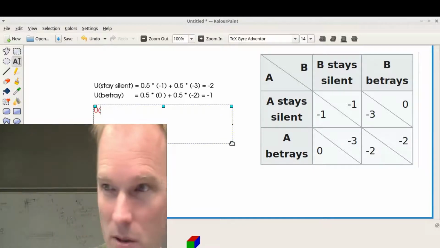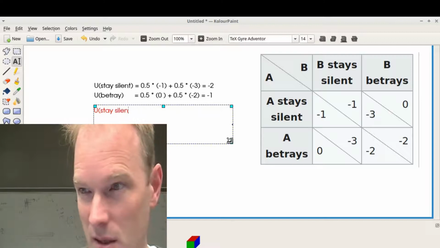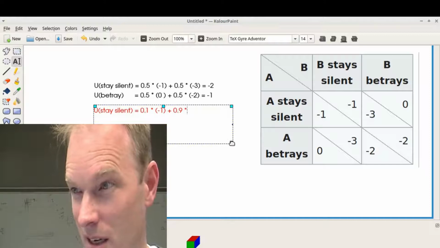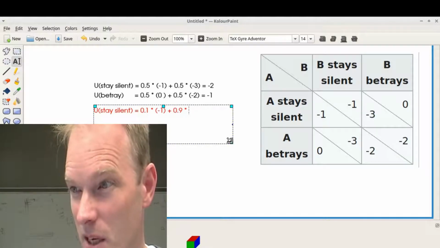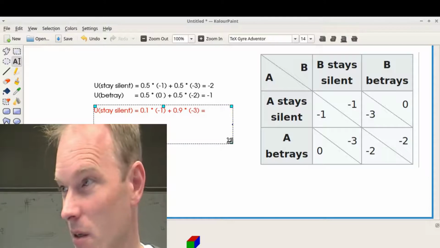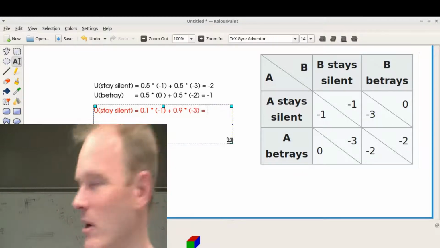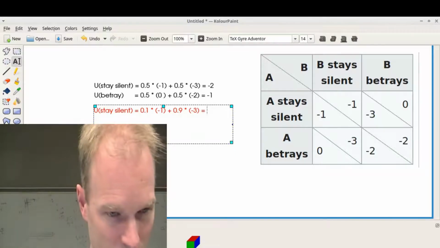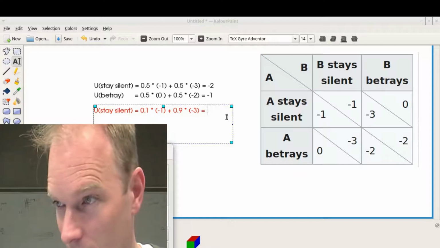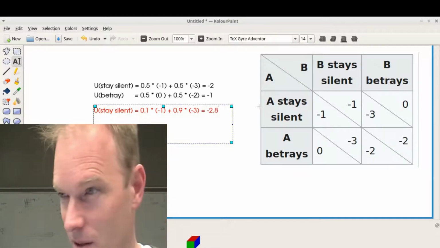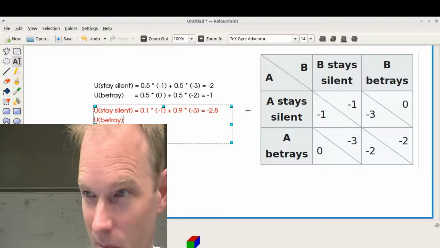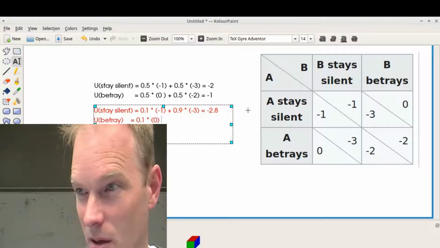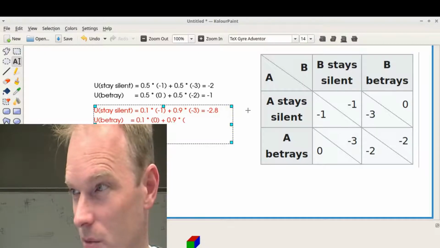Let's do it again with the utility of stay silent is 0.1 times -1 plus 0.9 times -3. This is me assuming that my partner is going to betray me with high probability. This is me being a little pessimistic, probably a bit more realistic. What does my number come out to now? -2.8. Okay, I should have just listened to you. Just let you guys do the math. And the utility of betray is 0.1 times 0 plus 0.9 times -2.